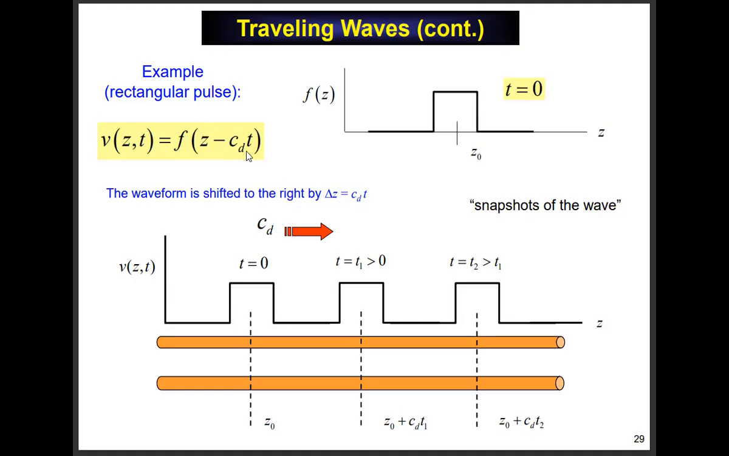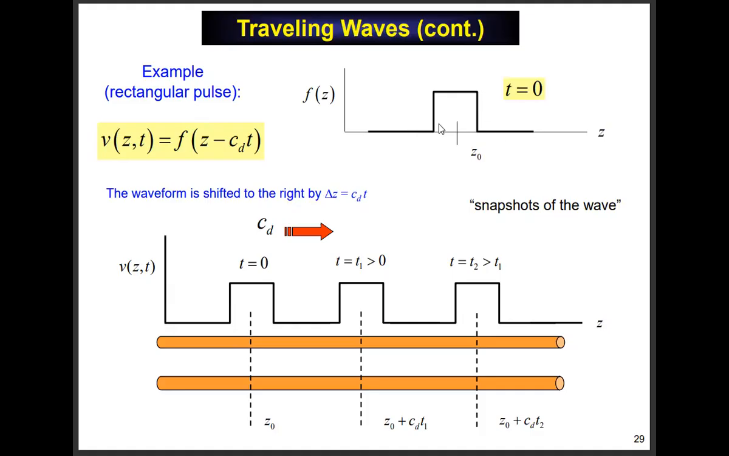F of z minus c dt is the wave going in the positive z direction. So let's say this is a pulse coming out of my function generator. Okay, a rectangular pulse. On the line, if I have my magical camera that can see voltage and I take a snapshot, I'm looking at what's going on as a function of z at one time, let's call it t equals 0. I see this rectangular pulse. That's what the voltage looks like versus z.